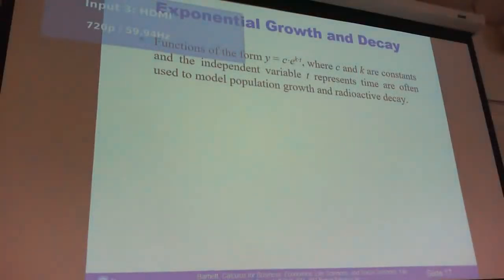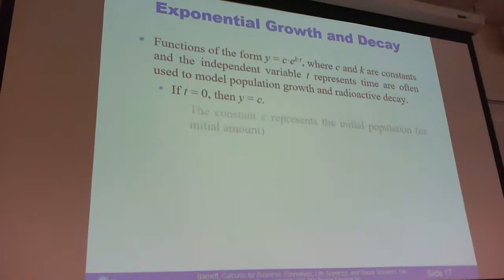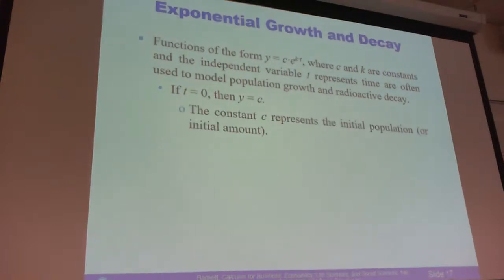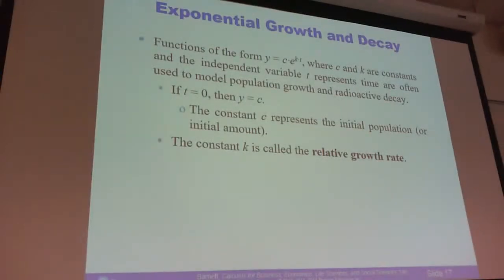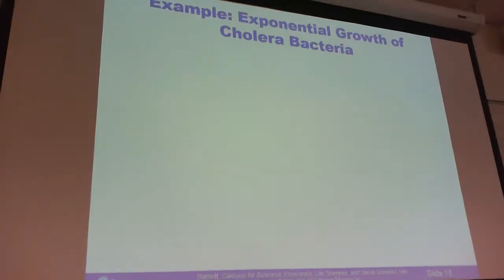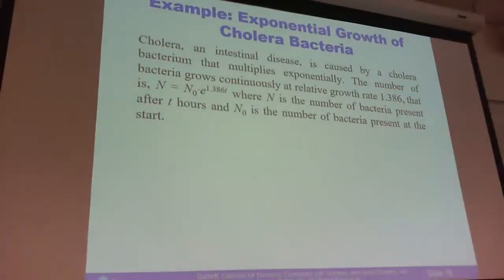Functions in the form c times e to the kt, where c and k are constants and the independent variable t represents time, are often used to model population growth and radioactive decay. When t equals 0, then y equals c. Constant c represents the initial population. K is the growth rate. Let's do an example. Okay?